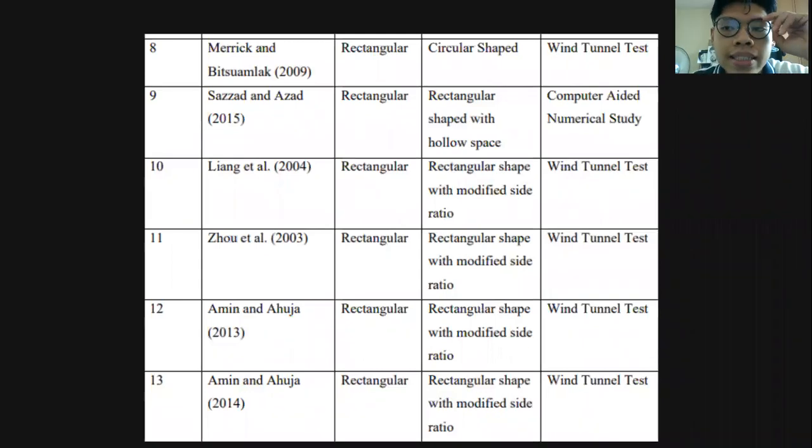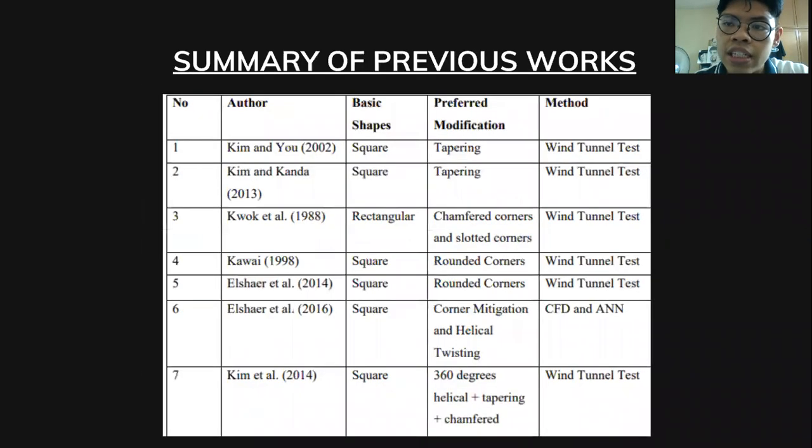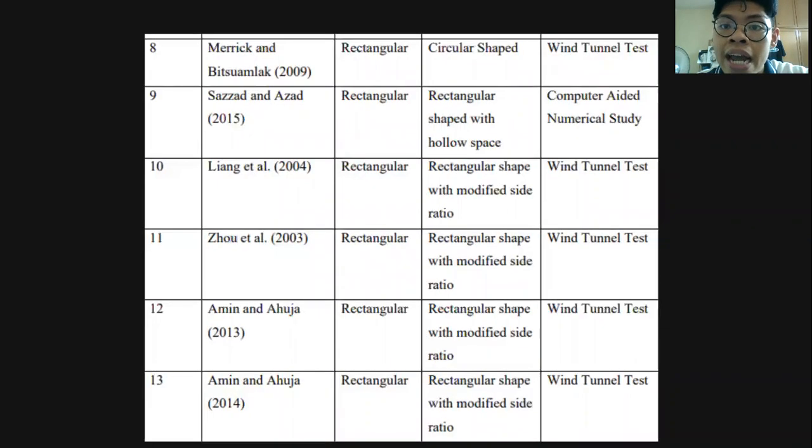And then the next set of authors made modifications on rectangular cross-sectional shapes, and most of them had modified side ratios for all those shapes that they chose. It's interesting to see that most of them opt for wind tunnel tests, and only two sets of authors use otherwise, which is CFD, ANN, and computer-aided numerical studies.